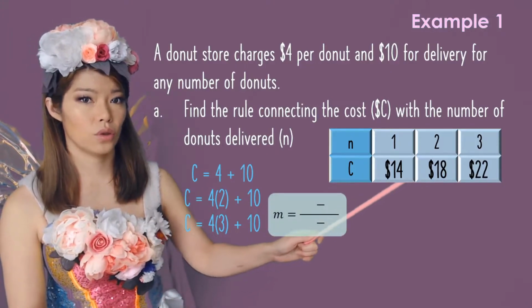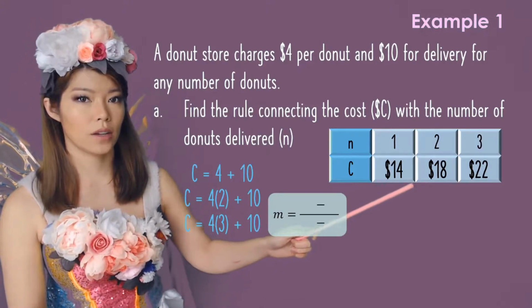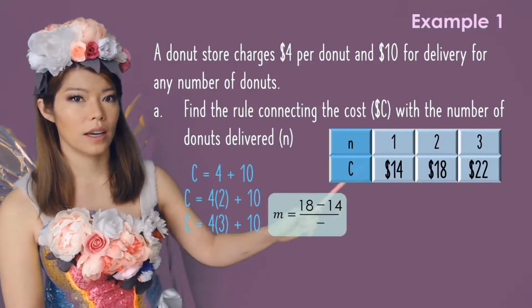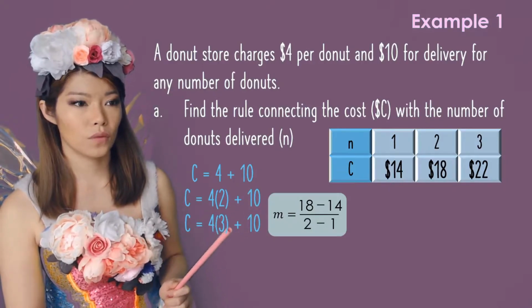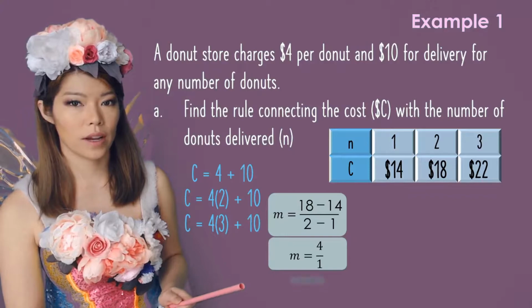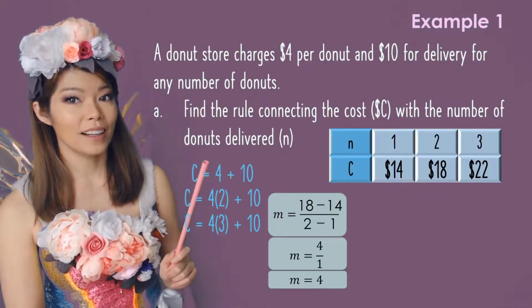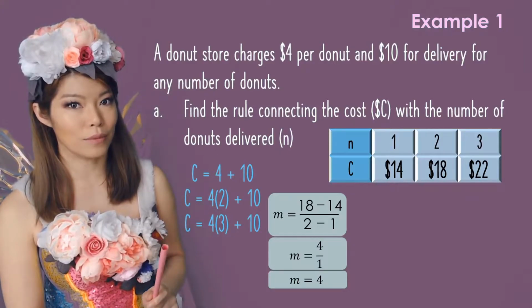Then we can find a gradient. We can use 2 coordinates that we found. So for example, let's do the second coordinate and the first coordinate. So 18 minus 4 for the y values, and x is 2 minus 1. Now we have 18 minus 4 is 14, and 2 minus 1 is 1, so the gradient is 4. But if you notice in the story, you're multiplying by 4 all the time, so you can actually pick the gradient from the story as well.